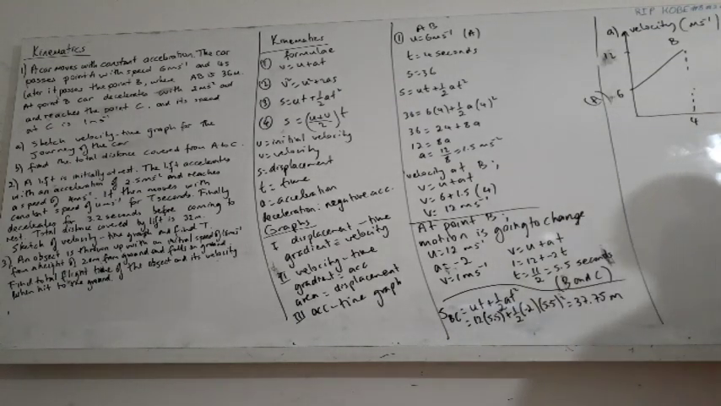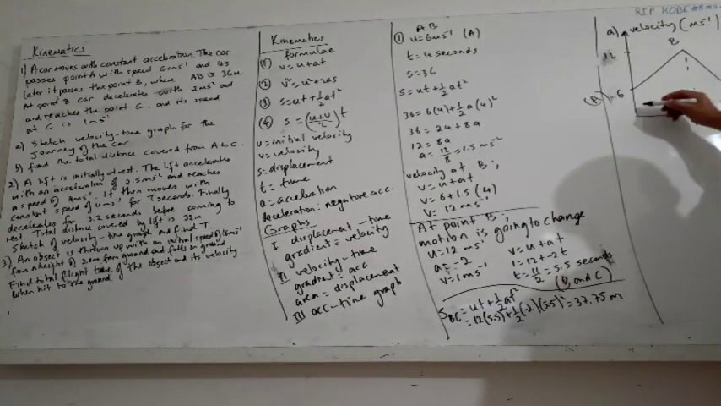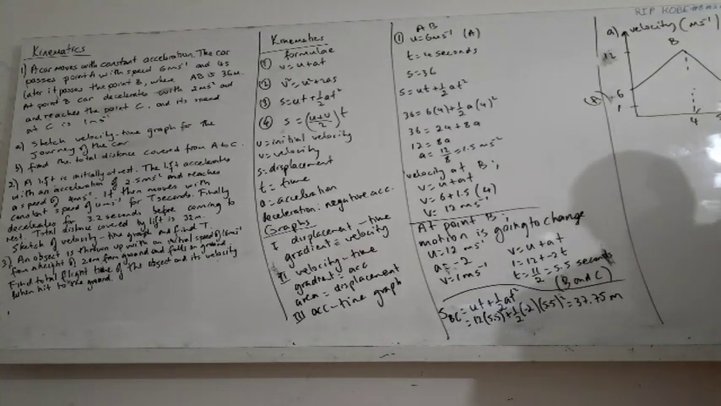Then a further 5.5 seconds elapses. Here we have 5.5 seconds. That means at point C, the time is 9.5 seconds. And at point C, the speed is 1 meter per second. This is the velocity time graph for the journey of the car.